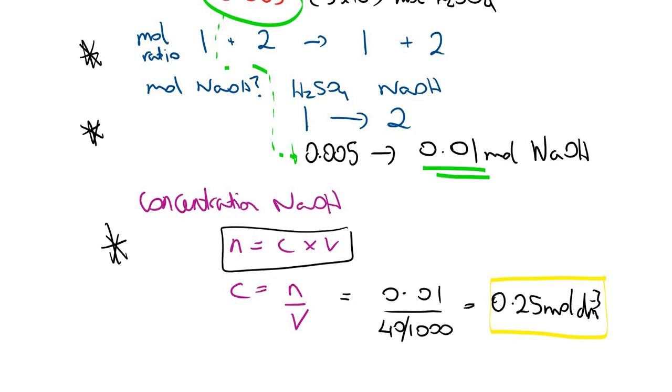Then when we know the number of moles of sodium hydroxide, we use the concentration formula here to work out the concentration of sodium hydroxide, because I know the number of moles and I know the volume from the question. Really important to get the units right. The volume in the question is given in centimeters cubed. We have to convert it to decimeters cubed.